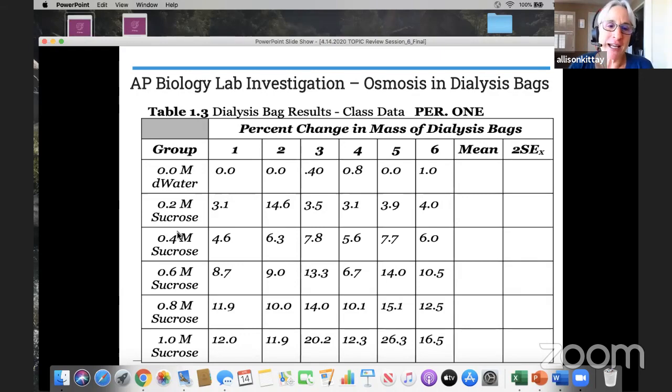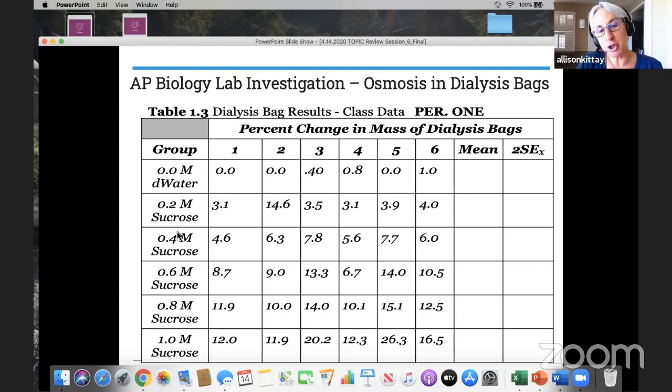So if you look at group 1, beautiful job, group 1. In fact, we know that there should be no change in mass when you take distilled water and put it into distilled water, and they got that. They also have the trend that as you increase in sucrose concentration, you increase in the percent change in mass. So group 1 did a great job.